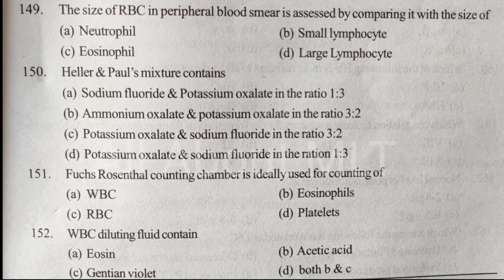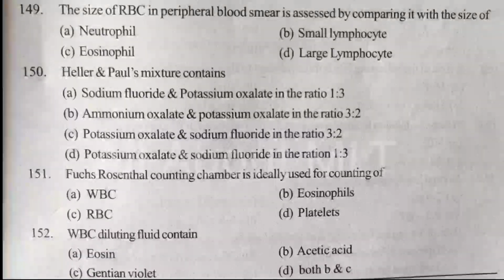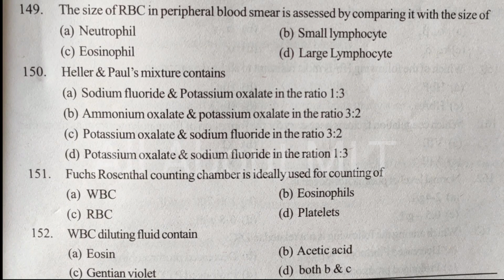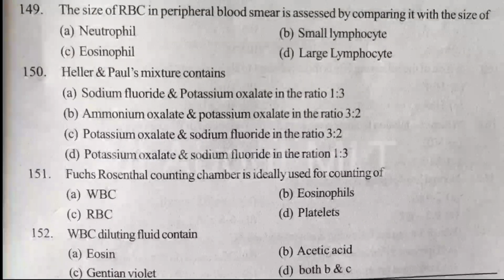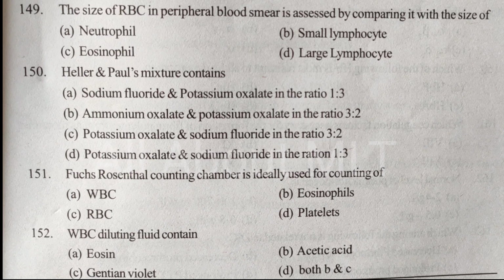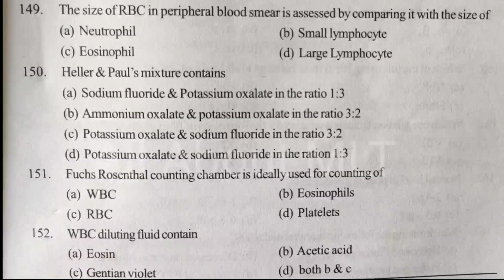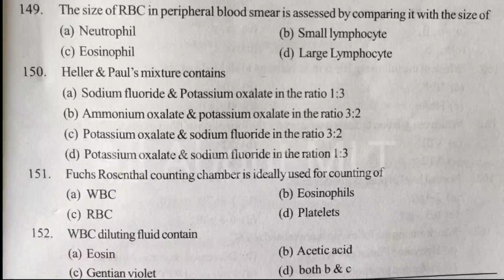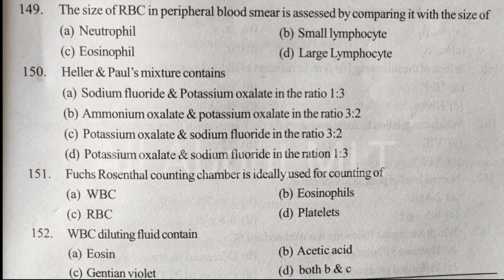Heller and Paul's mixture contains option A sodium fluoride and potassium oxalate in the ratio 1:3, option B ammonium oxalate and potassium oxalate in the ratio 3:2, option C potassium oxalate and sodium fluoride in the ratio 3:2, option D potassium oxalate and sodium fluoride in the ratio 1:3. And the answer is option B ammonium oxalate and potassium oxalate in the ratio 3:2.